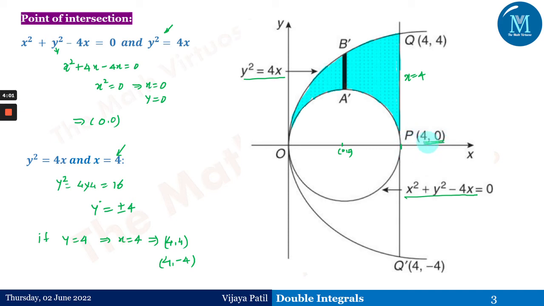So we got the point P 4 comma 0, Q 4 comma 4, Q dash 4 comma minus 4. These are the two intercepts of the parabola and the line x equal to 4. And similarly, if you check, 0 comma 0, the origin, is the one intersection of the circle and the parabola. So this is the curve we are going to get.